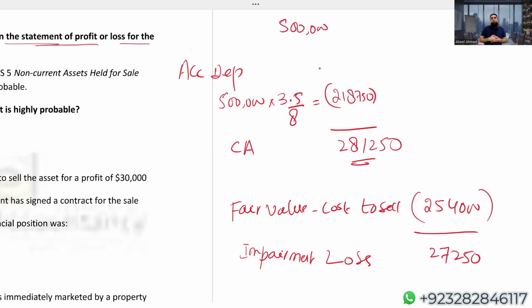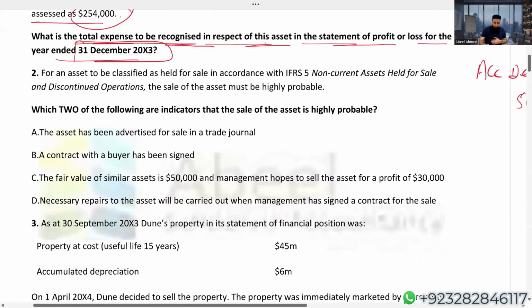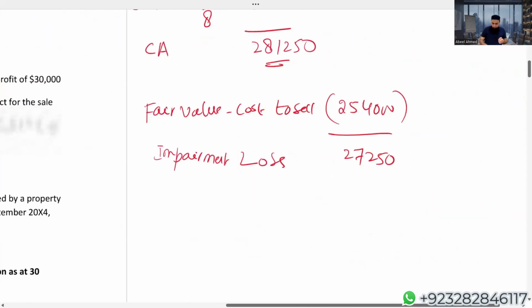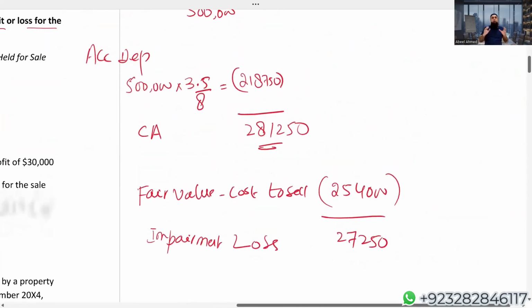The examiner did not ask us what is the impairment loss on this asset under IFRS 5. The question is very different. The question says give us the total expense in X3. Okay, look at this. On 1st July X3, the criteria of IFRS 5 is met, which means that in the first 6 months of the current year, we have depreciated this property, plant and equipment. Repeat, in the first 6 months of X3, we have depreciated this asset under IAS 16.